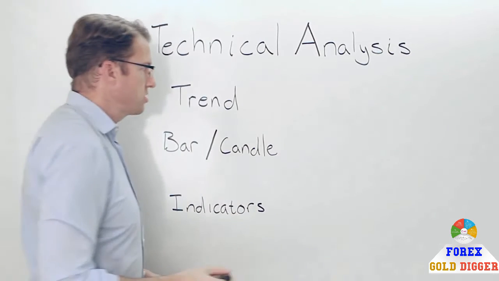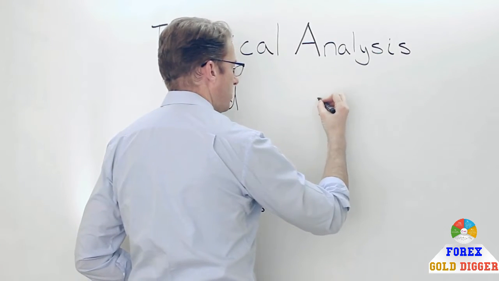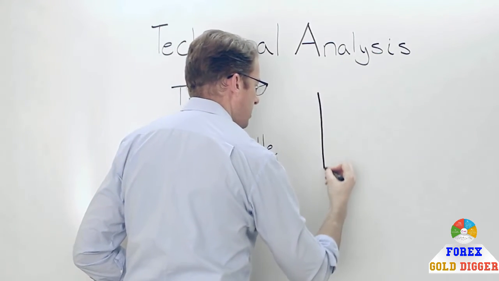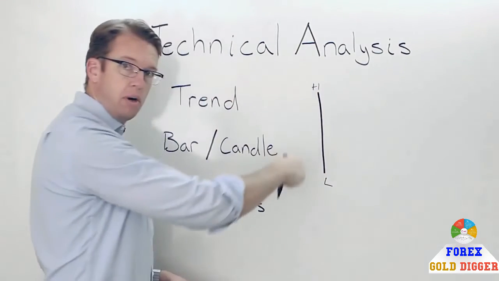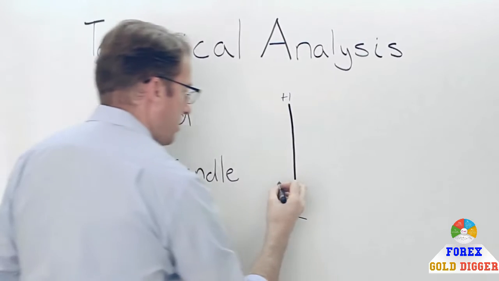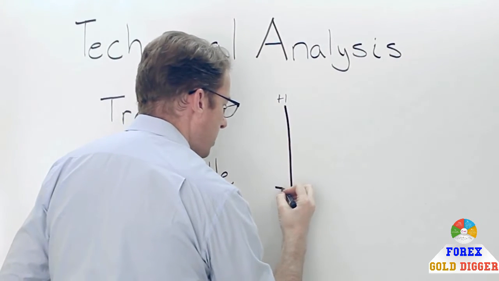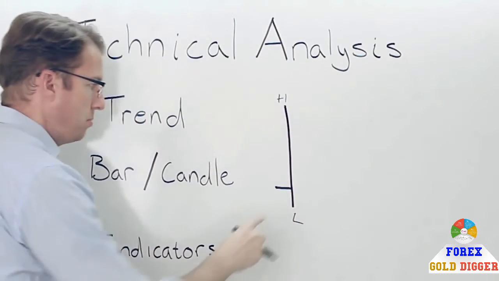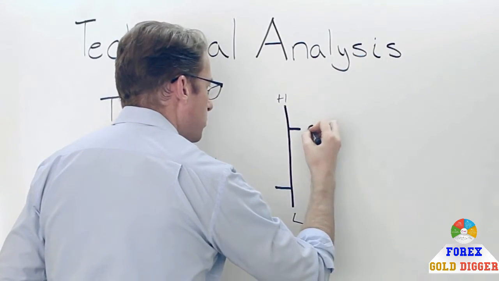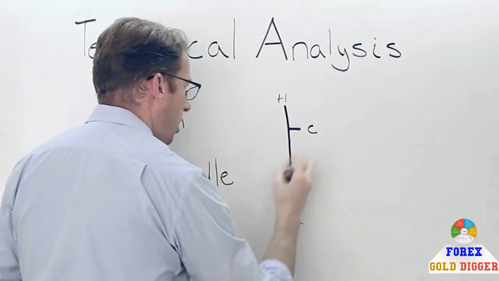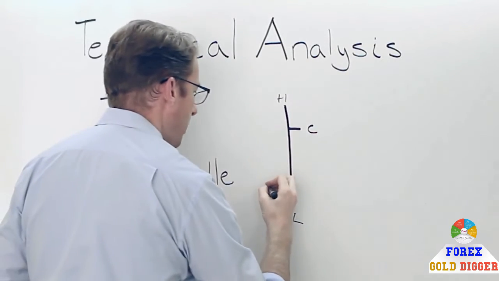Now, bars is a traditional Western charting methodology where the day's high and the day's low is represented by this vertical bar, just like this. Now, the day's open is represented by a little tick mark on the bar on the left-hand side, and the day's close is represented by a little tick mark here on the right-hand side of the bar.